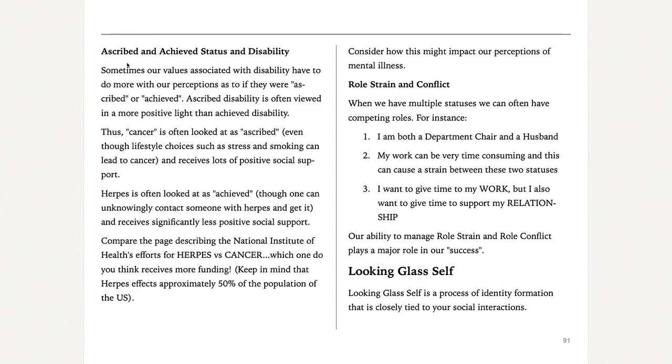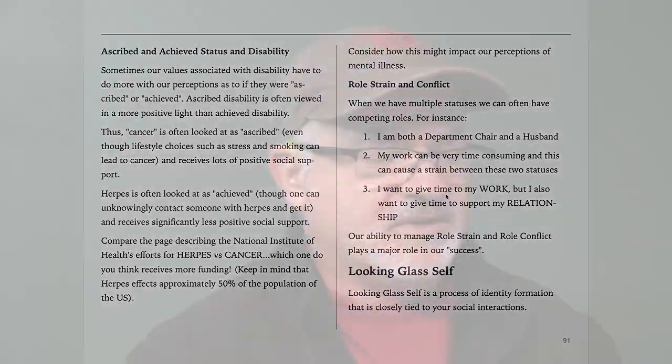So I talk about achieved and ascribed status and disability. You can read that, and then role strain and conflict here, just a little expanding on that stuff. Then we look at looking glass self. And I believe this is going to be the last topic here before we go into, yep.